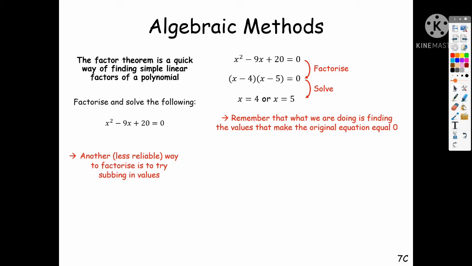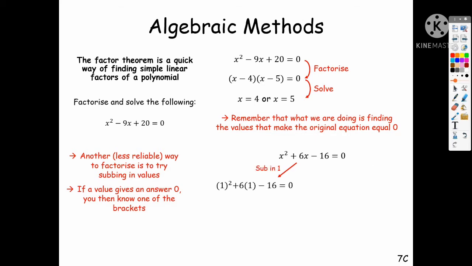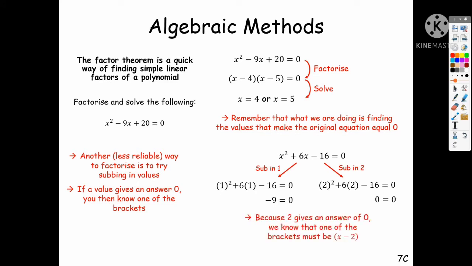Another less reliable way to factorise is to try subbing in values, which is the way I don't recommend. But it works. If a value gives an answer zero, you then know one of the brackets. Okay. So for example, x squared plus 6x minus 16 equals zero. I can sub in 1, I get 1 squared plus 6 lots of 1 minus 16, which is minus 9, not 0. I can sub in 2 and so on. Because 2 gives an answer of 0, we know that one of the brackets must be x minus 2. And for this example, it is.